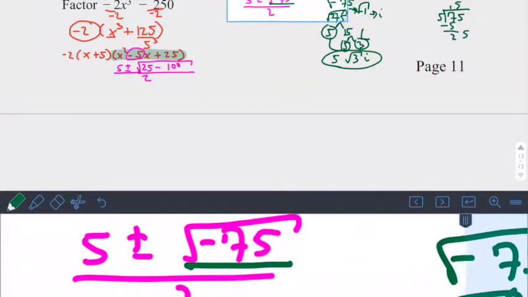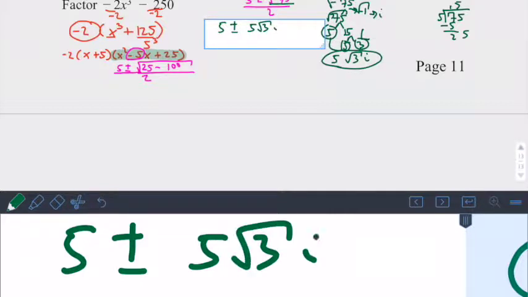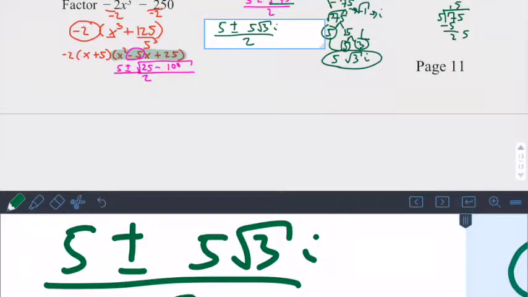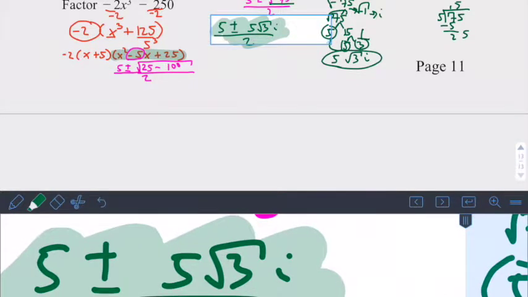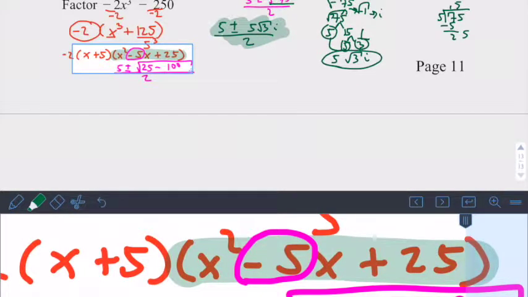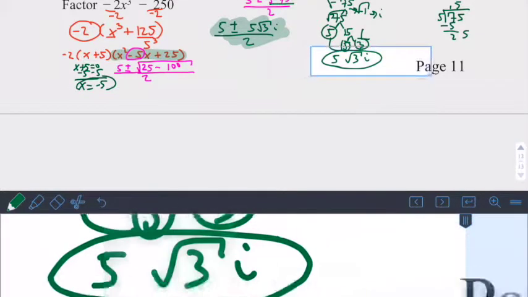Okay, and then we'll plug it back in. So 5 plus or minus my simplified root over 2. And when I split this fraction up, nothing's going to happen, so I'm just going to leave my answer the way that it is right now. Okay, so there's my completely factored polynomial. I had this root, and then my other root, this x plus 5. I could set it equal to 0, and that's going to give me negative 5. So there's my 3 answers.